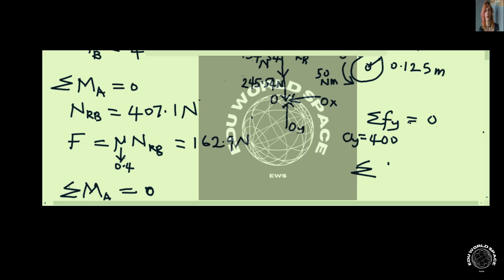Then you do the same thing horizontally: the summation of horizontal components, Fx, equal to zero. When you do that, you are going to have your OX. This is the horizontal reaction component we are talking about, and the vertical is what we just did. So it will give you 46.4 Newton, and 400 Newton.